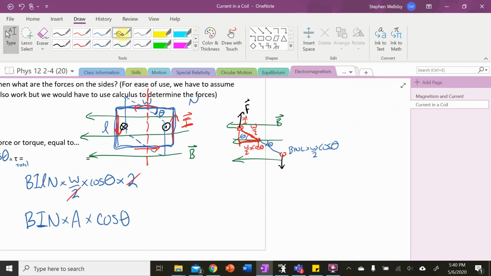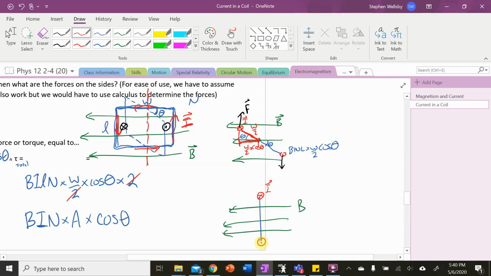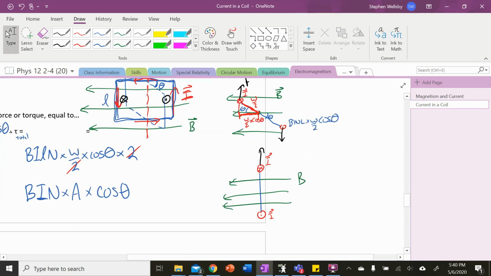Well, let's imagine this scenario where they're acting at 90 degrees. Here is my magnetic field. Here is my loop. Now this loop has the current coming out of the page at the top, and going into the page at the bottom. What is going to be the direction of force for both of these? Well, it's going to be the same as before. If the current's going into the page and the magnetic field's going to the left, the force is going to be going upwards here, and downwards here.